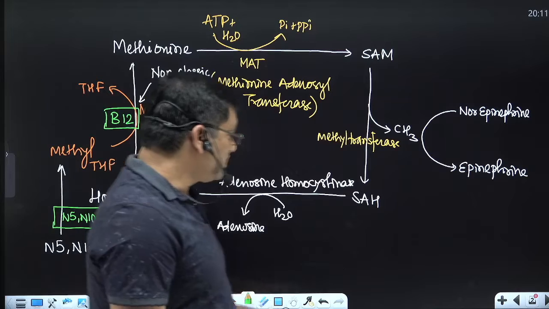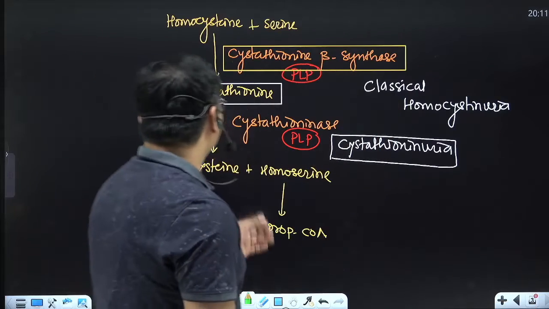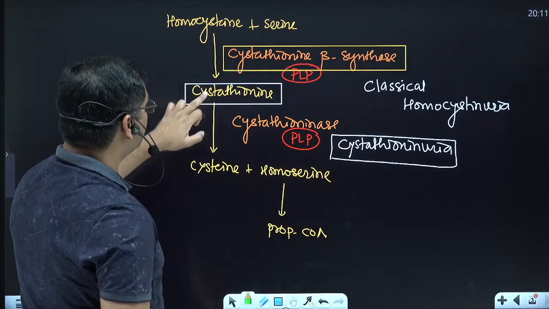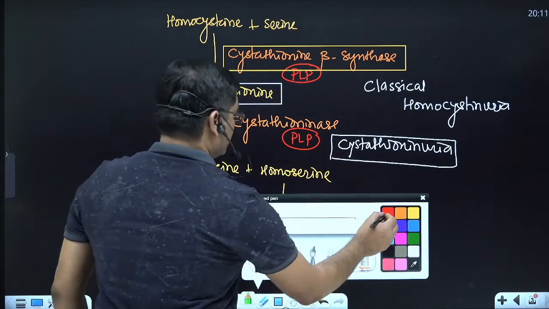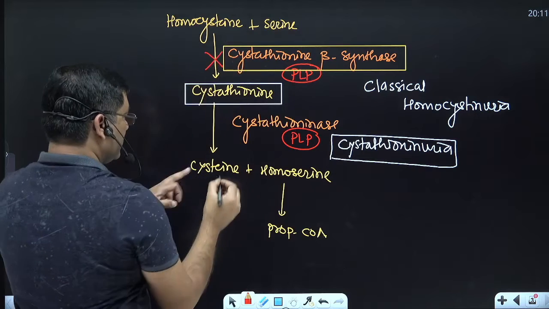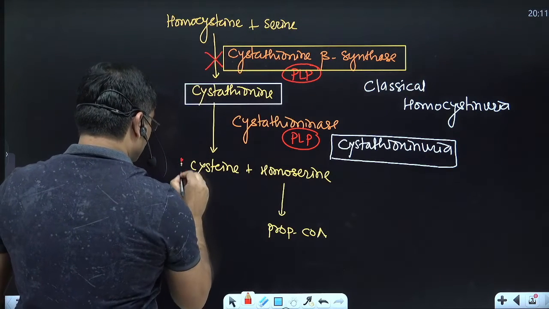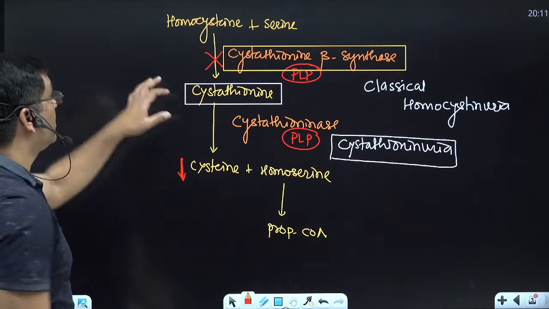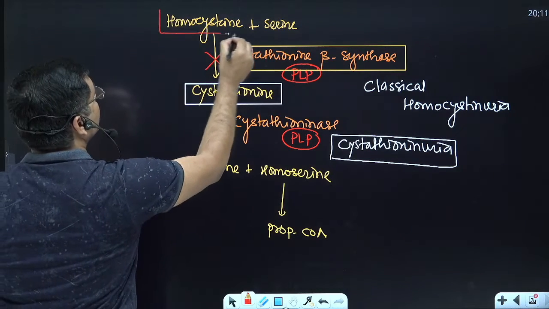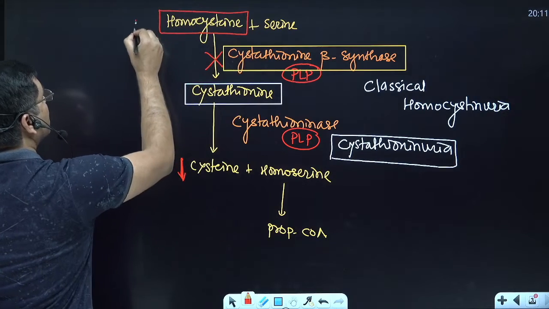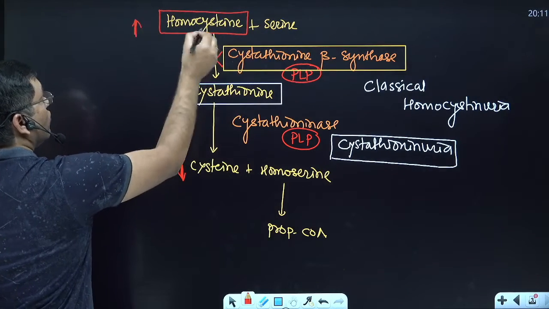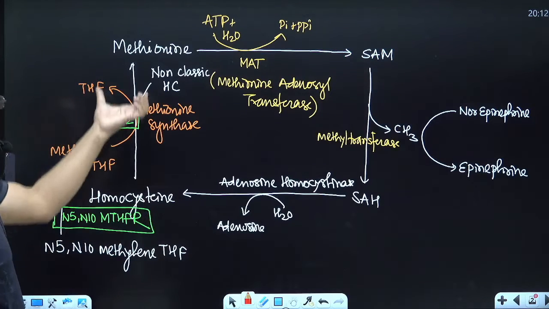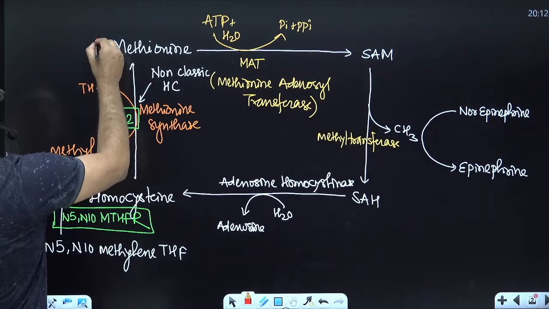Now see the classical homocystinuria. The defect is here, that's why there is a decrease in the cysteine. Cysteine level decreases in classical homocystinuria, while homocysteine level increases. And homocysteine is converted into methionine, so methionine level increases.